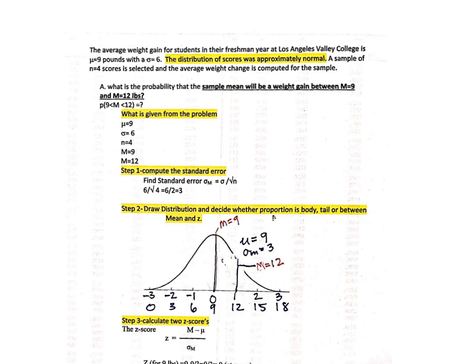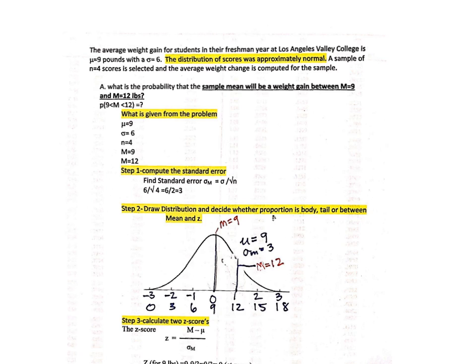So the first step, as always, is to compute the standard error. When we compute the standard error, we take the standard deviation divided by the square root of the sample size. So in this case, we have 6 divided by the square root of 4, because 4 is the sample size. So we take the square root of 4, which gives us 2. So we have 6 divided by 2, which is 3. So our standard error, just as before, is still equal to 3.